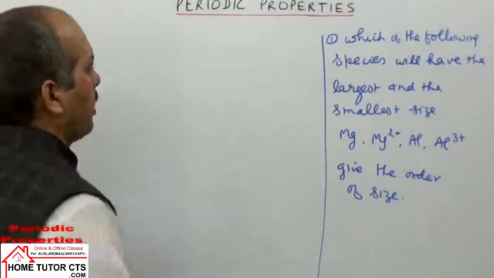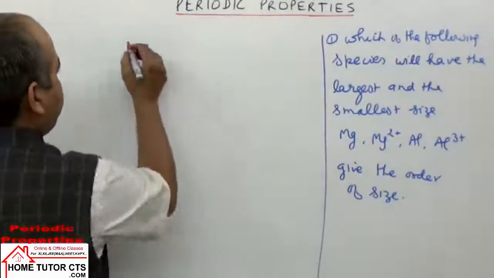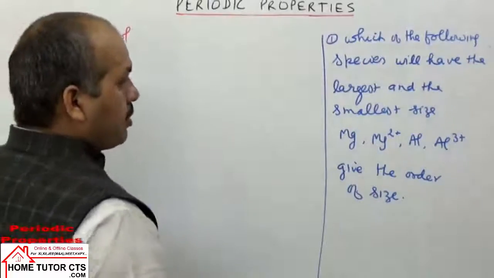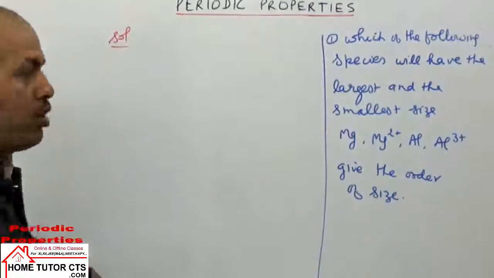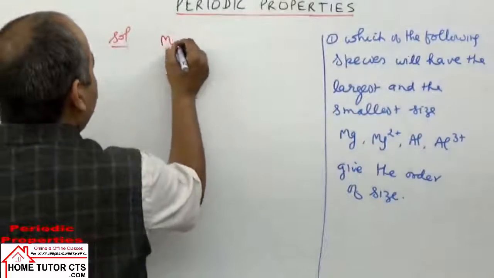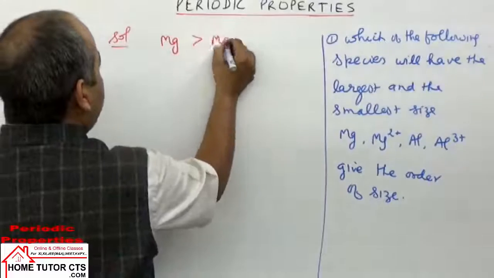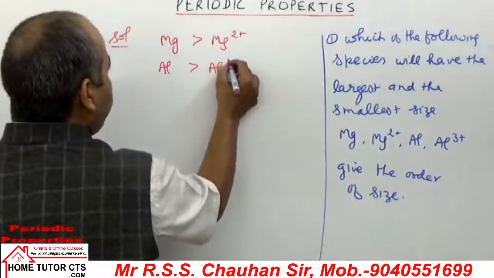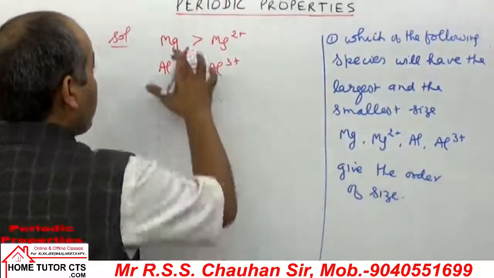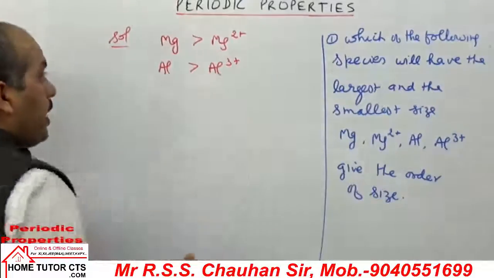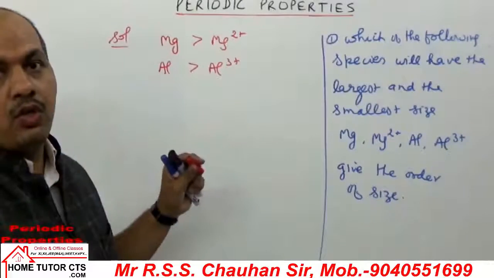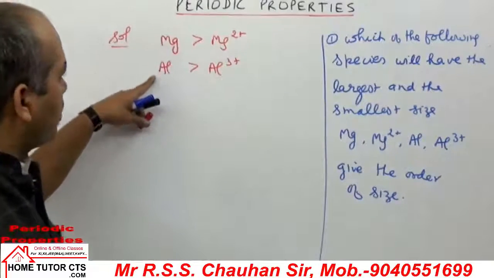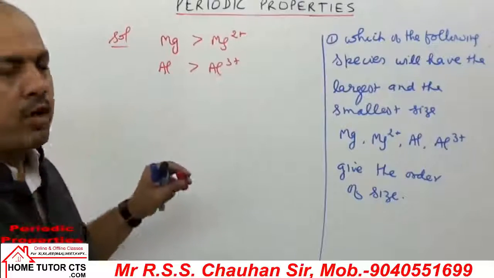Now coming to the solution part. To solve this question, when compared to atoms, the ions will have a much smaller size. So the size of magnesium is much bigger than magnesium +2, and the size of Al is much bigger than Al +3, because they have extra shells. When these atoms convert to ions, one entire shell is lost. So compared to this atom or this atom, both the ions will have smaller size.